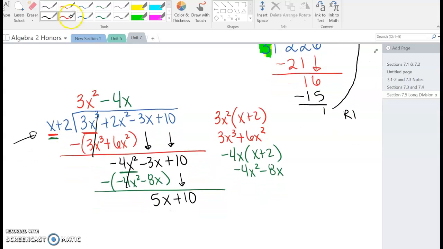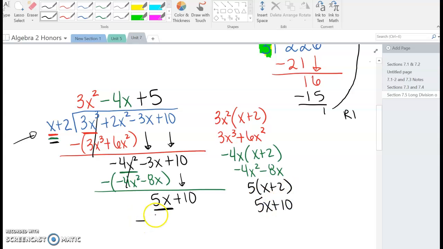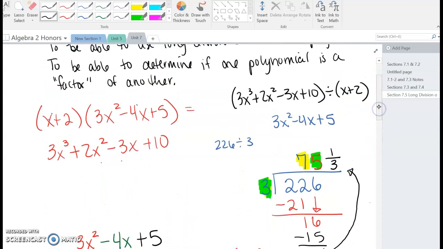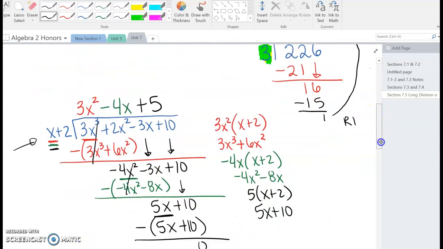And then last but not least, let's fit that x into 5x. So x times 5 will give me the 5x. So then 5 times x plus 2 is the quantity 5x plus 10. And I subtract the quantity 5x plus 10 from 5x plus 10. That gives me 0. I expected to get a remainder of 0 because if we look back up here, we knew that these two actually multiplied to get that polynomial. So I get a remainder of 0.